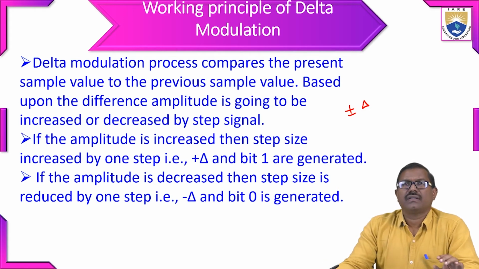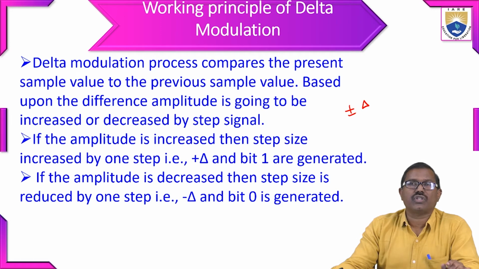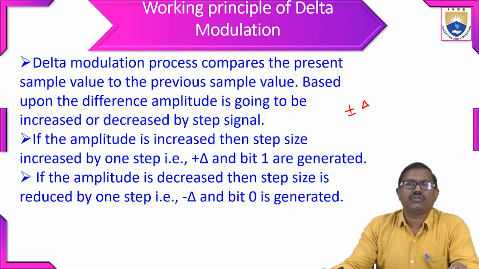So the delta modulation compares the present sample value to the previous sample value. Our main virtue here is the oversampled version; in delta modulation we use oversampling, which means the correlation between adjacent samples is increased. That's why we compare the present sample value to the previous sample value, and based on the difference, we increase or decrease the amplitude by the step signal.